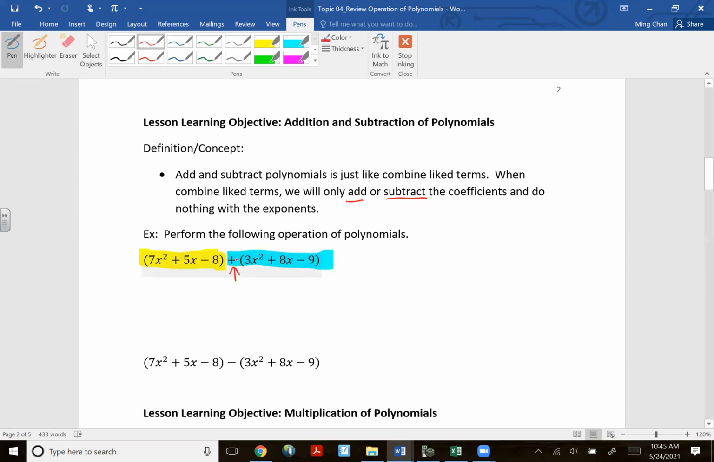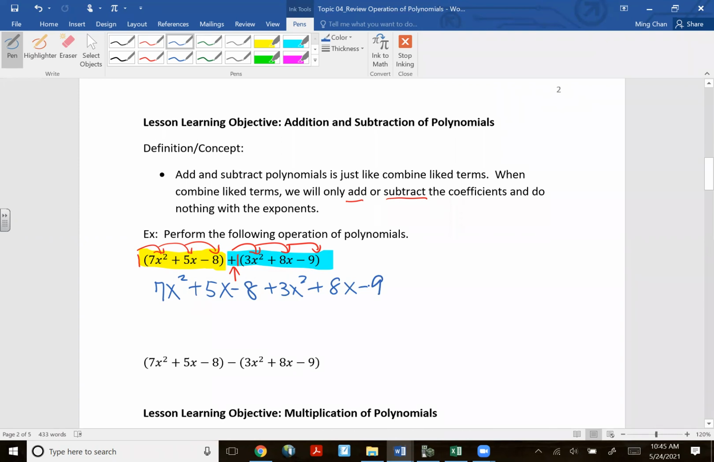There's no number in front of my second term, so I know I need to use a positive 1 and do a distribution. My first term has no number in front of it, so it is another positive 1 for distribution. So 1 times all 3 terms inside, nothing changed: still 7x squared, positive 5x, negative 8. Positive 1 distributed again gives positive 3x squared, positive ax, and negative 9.